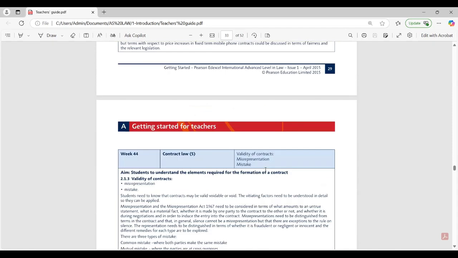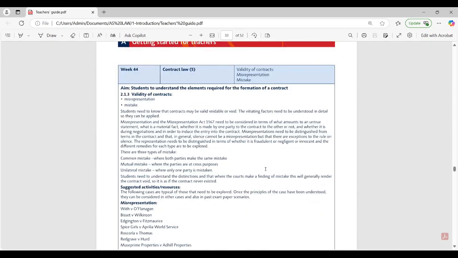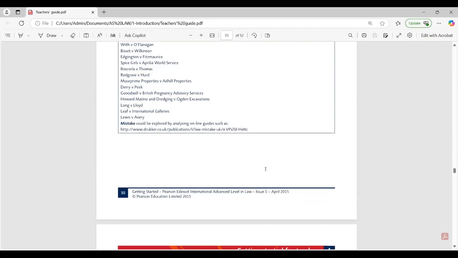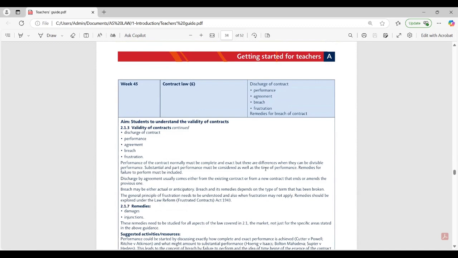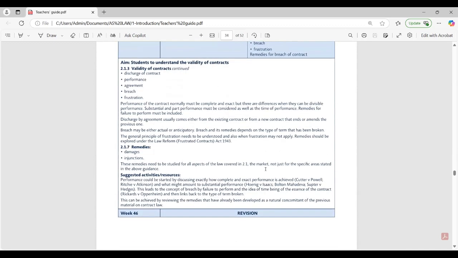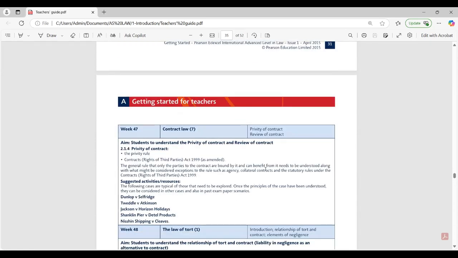And next, you have to learn about the validity of contracts and the factors which would affect the validity of a contract, such as misrepresentation and mistake. And finally, we have the different methods of discharging a contract: by performance, by agreement, by breach, and by frustration. And lastly, privity of contract. It's a principle followed in contract law, and there are some exceptions to this principle. So that's a small area which comes in the last part of contract law. So that's all for contract law.